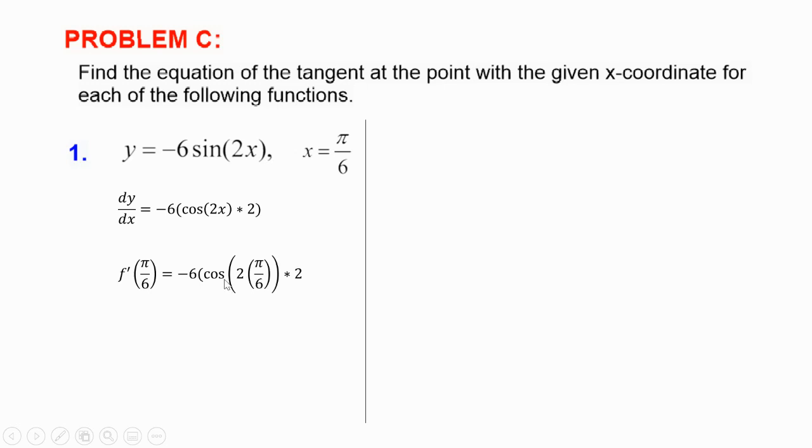So what is the cosine of pi over 3? And of course, after we get that answer, we'll multiply by minus 6 and multiply that by 2. Folks, before I click that mouse, what do you say that works out to be when you put all of that together? So minus 6 times the cosine of pi over 3 times 2.